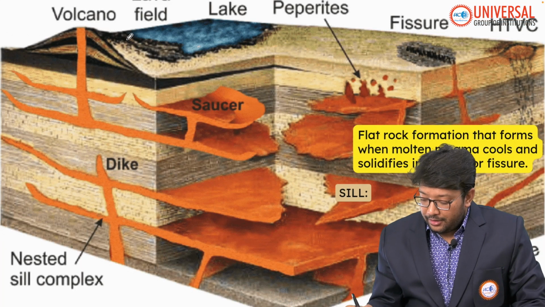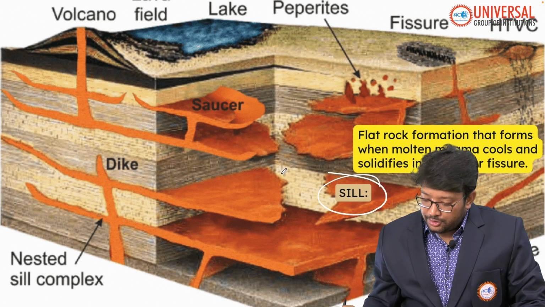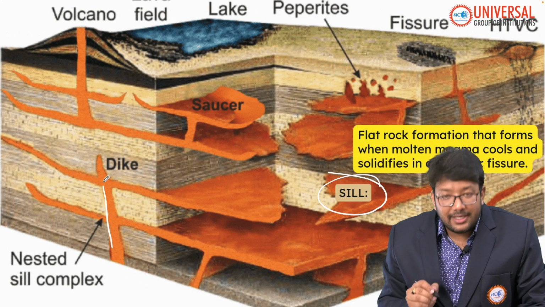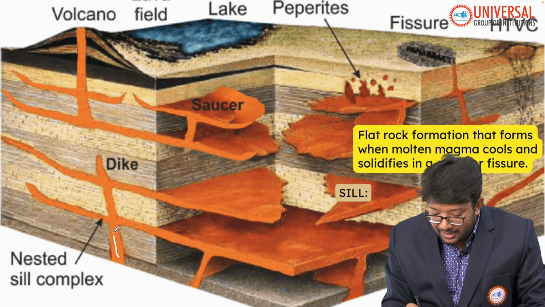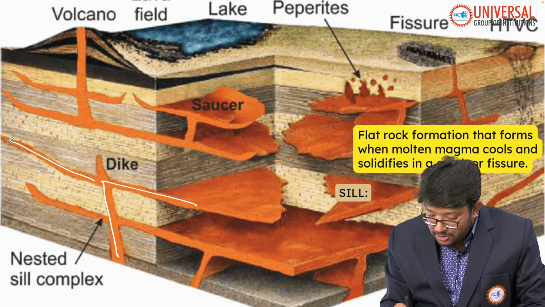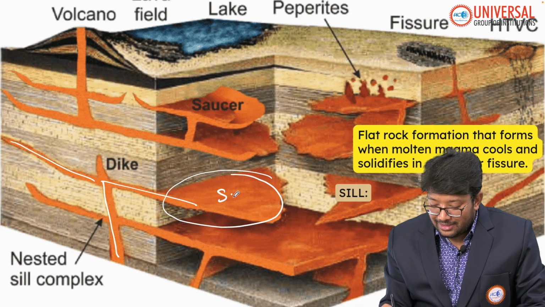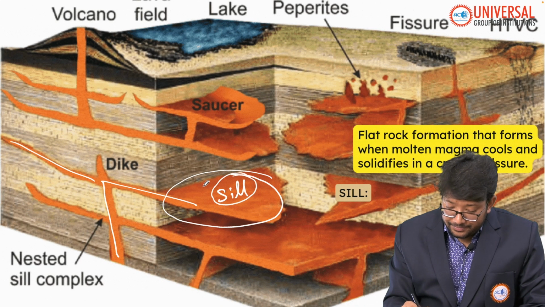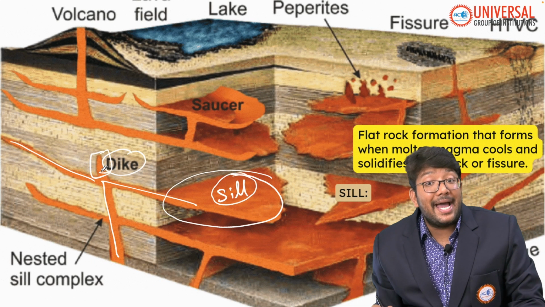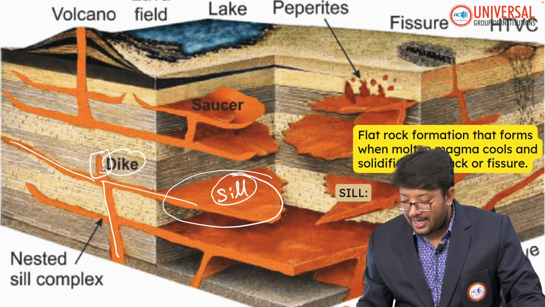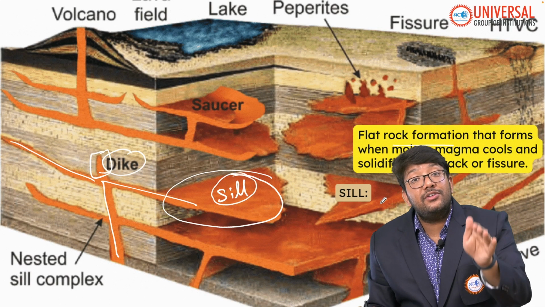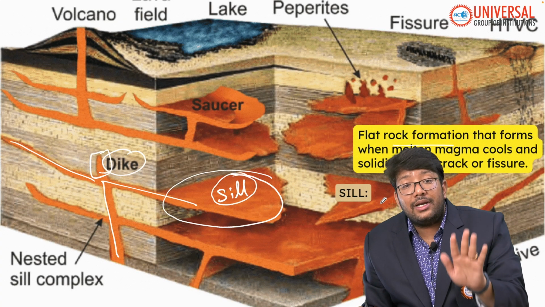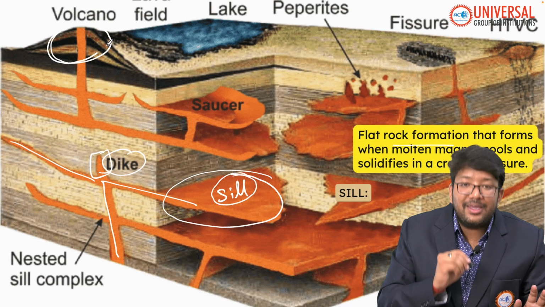Next is sill, S-I-L-L, sill. So sill means when the magma was coming like this, it was not able to crack and come up. What happened? The magma went left and right like this. So this particular formation is called sill. And this vertical portion that is frozen here itself is called dike. So this is the difference between sill and dike: a flat rock formation where molten magma cools and solidifies in a crack.